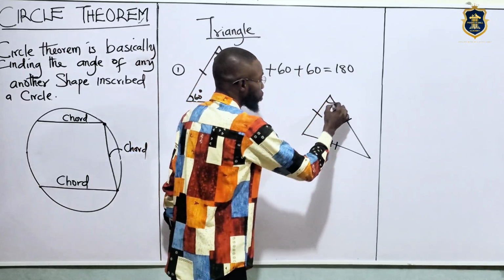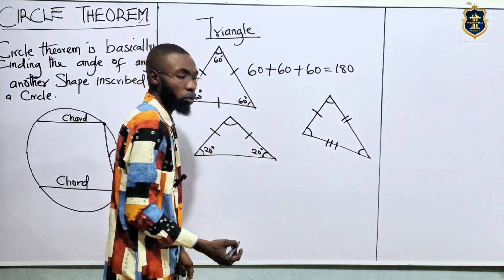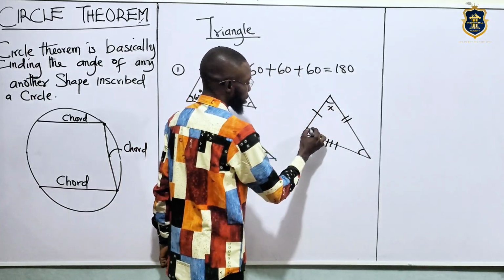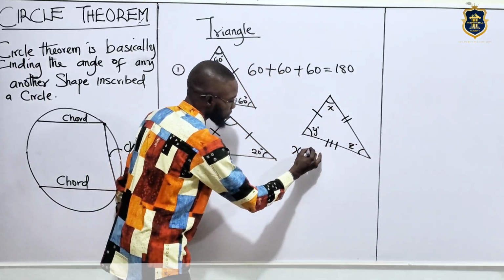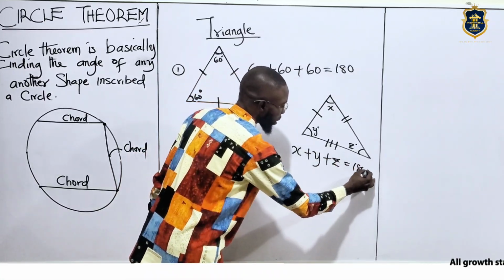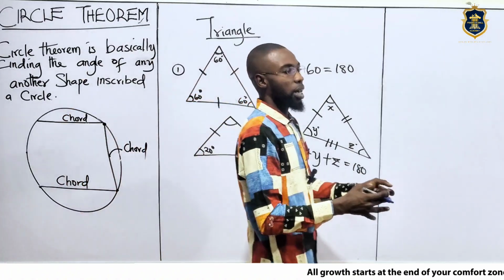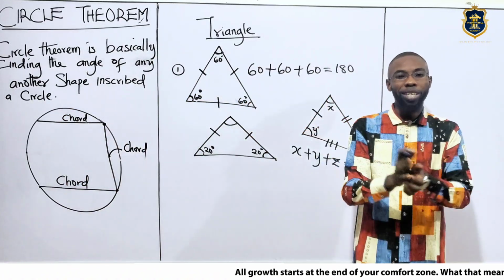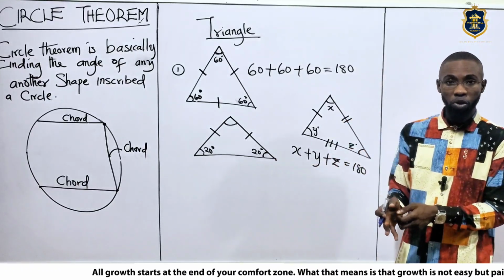But the three angles must sum up together to give us 180, because that's the rule in triangles. So if we call these x degree, y degree and z degree, it means that x plus y plus z must sum up to give us 180. That's the law of triangular angles. It states that all the angles must add up together to give us 180. That's a short form of what I want to explain to you in triangles.